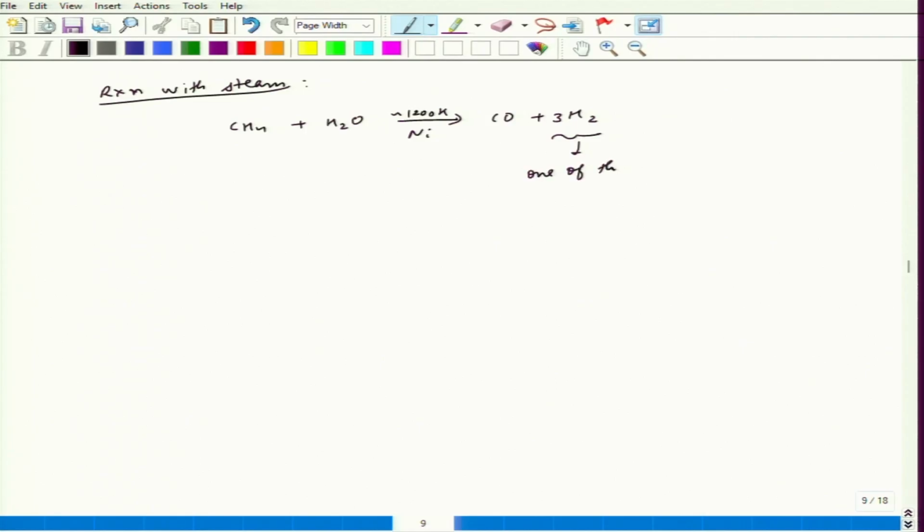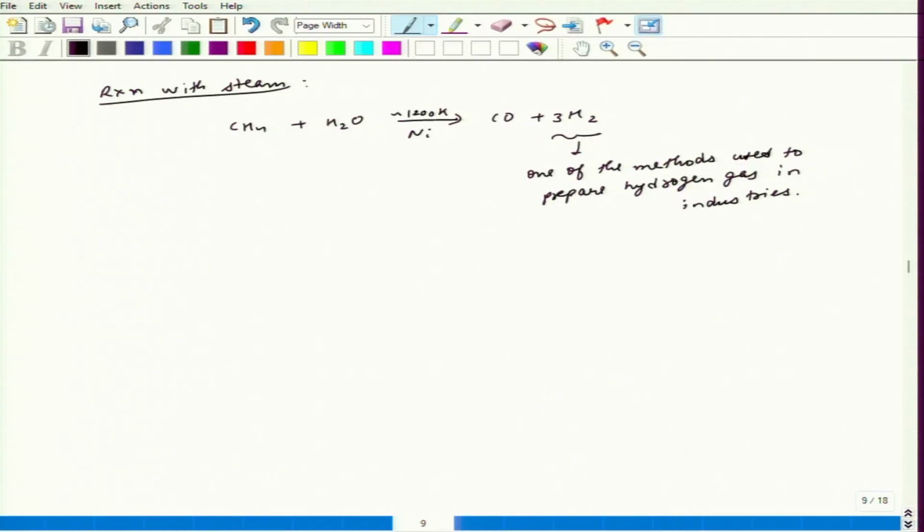This is one of the methods. Why is this reaction important? Because this is one of the methods used to prepare hydrogen gas in industries. So, methane, the alkane, reacts with steam at higher temperatures in the presence of nickel as a catalyst, and gives us carbon monoxide and hydrogen as products. This reaction is widely used in industries to produce hydrogen gas.